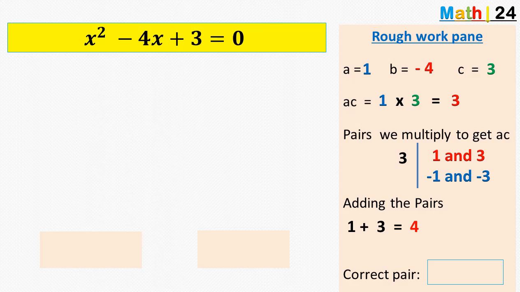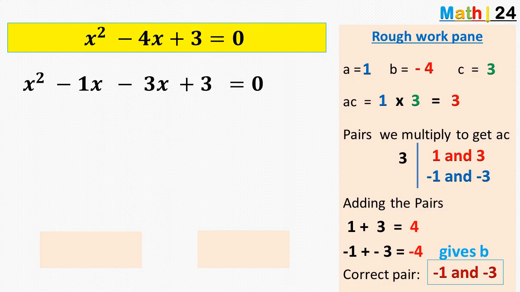Adding these two, we have 4, and we equally have minus 4. But the value of b in this question is minus 4. So the pair that gives us minus 4 is actually the correct one. And here we have minus 1 and minus 3. Moving back to our equation, we are going to replace that minus 4x by minus 1x minus 3x as we have seen before. We now group in 2's.